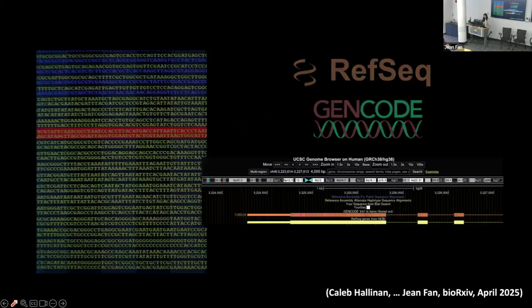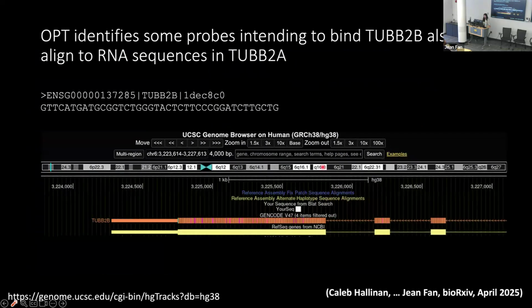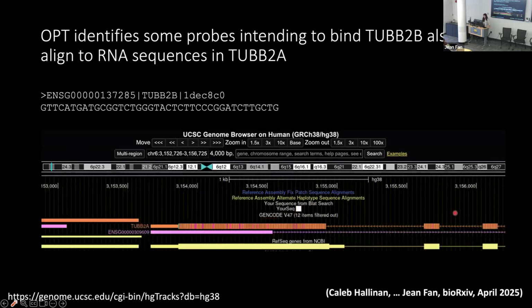and see which genes these aligned regions fall into. So for example, when we look at the probes for TUB2B, here's an example of a probe. It indeed does align to TUB2B. So this is the exon of TUB2B. This is where our probe aligns. These are the introns. But interestingly, it also aligns to TUB2A. So this is, again, where our sequence is, and there is a region in the exon of TUB2A that this probe does align to.